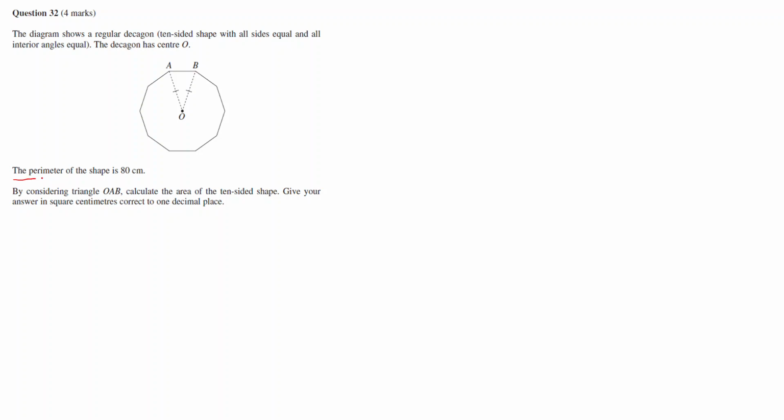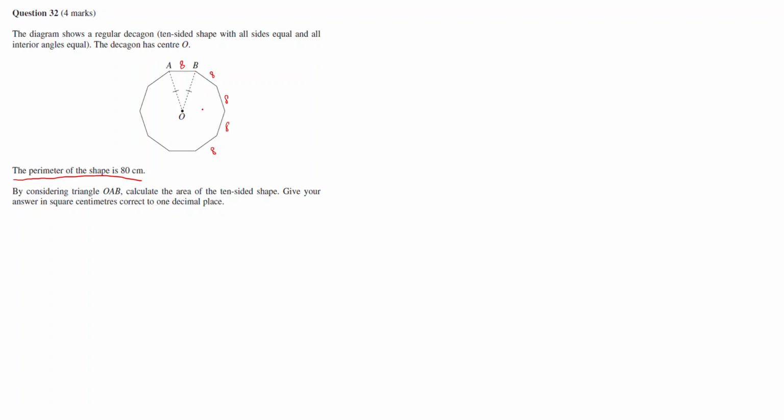You've been given that the perimeter of the shape is 80, right? What is perimeter? Perimeter is just the sum of all these 10 lines outside. If they total 80, each of these 10 lines would be equal to 8, right? Because there are 10 of them: 8, 8, 8, 8, and so on. Okay, so now you know that this is 8.